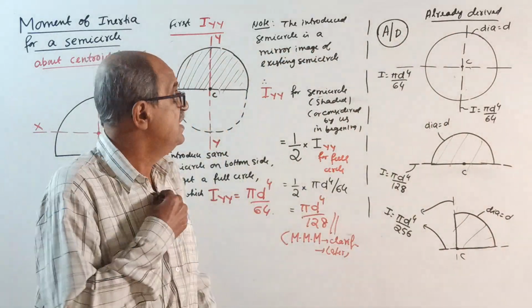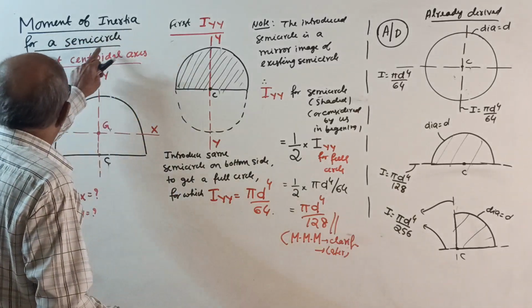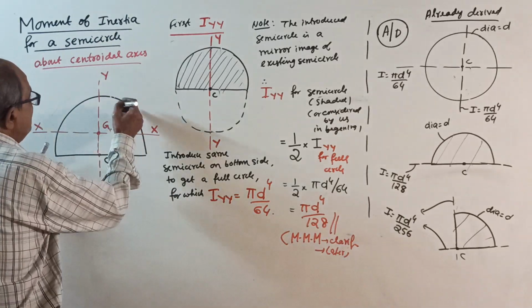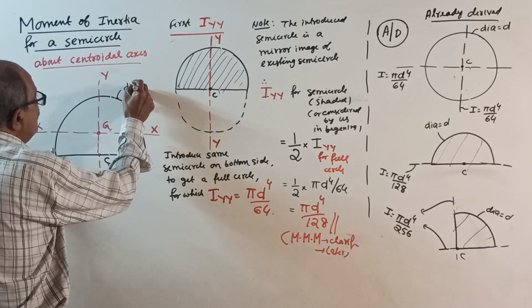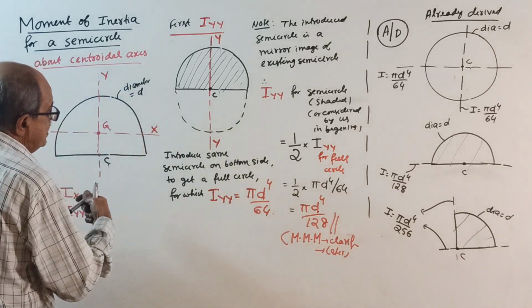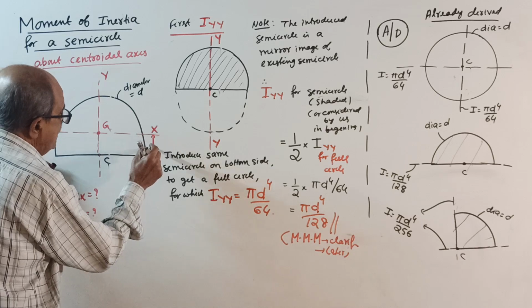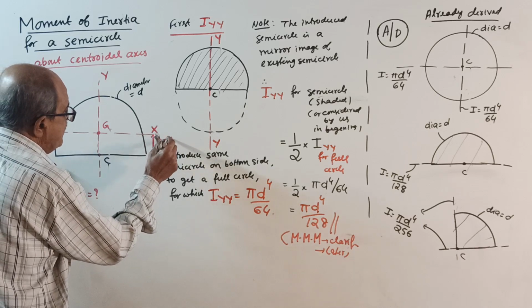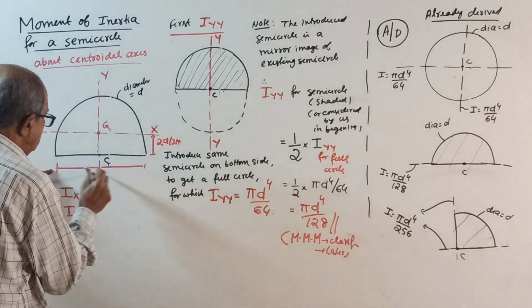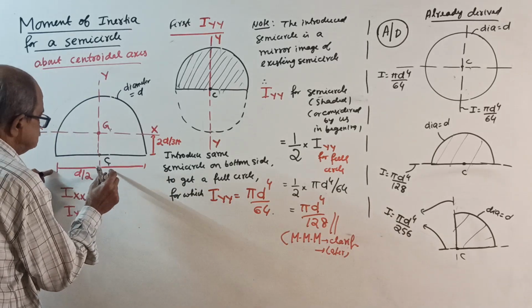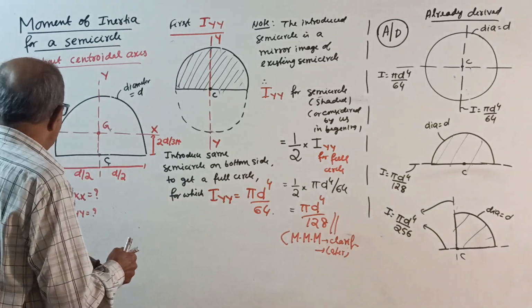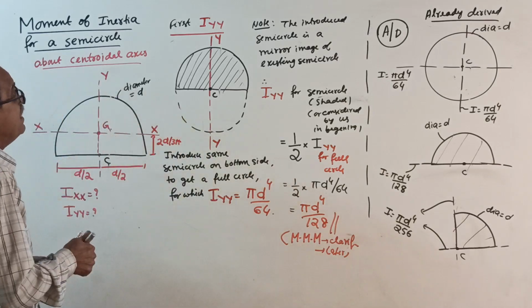Now start moment of inertia for a semicircle about the centroidal axis. I will do it in terms of diameter now. Diameter equal to d. So, this distance is 2d by 3 pi, whereas these two distances are exactly the midpoint, so d by 2, d by 2. Or radius r. We want I about xx and I about yy.